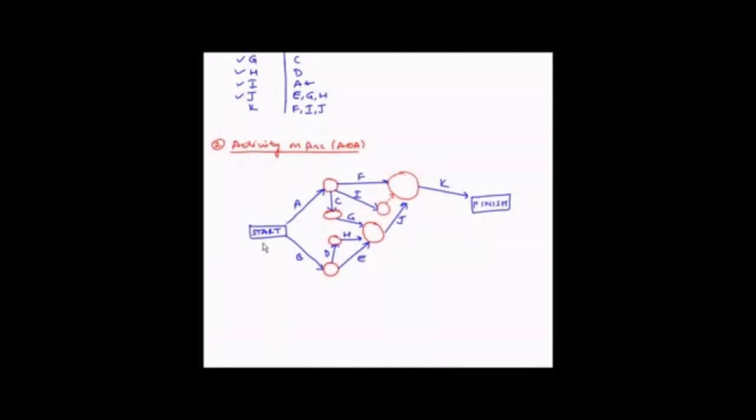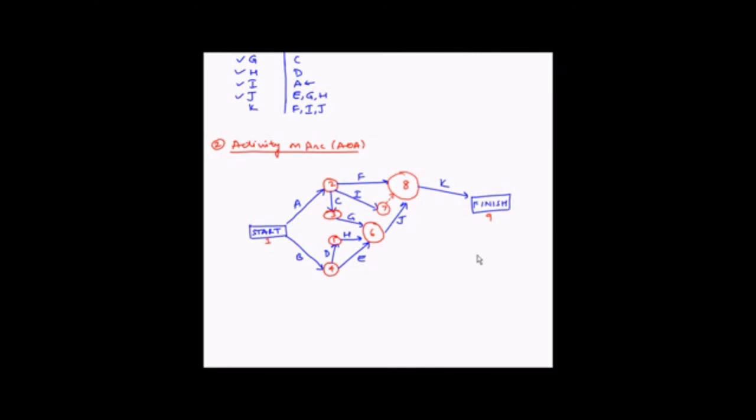Now in the activity on arc network diagram, another task that we need to do is to number the nodes. So let's try doing that. So let's say this is 1, this is 2, this is 3, this is 4, this is 5, this is 6, this is 7, this is 8, and this is 9. So generally this numbering has to start from the left hand side and move to the right hand side.